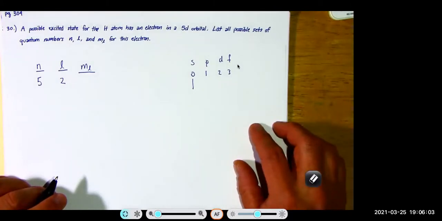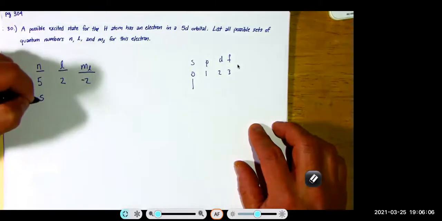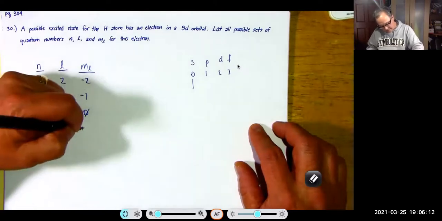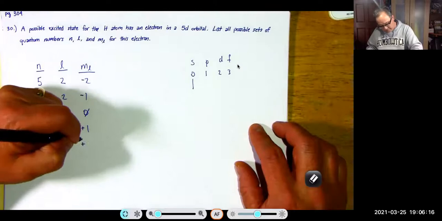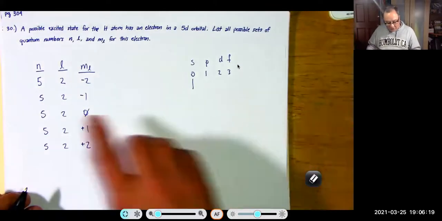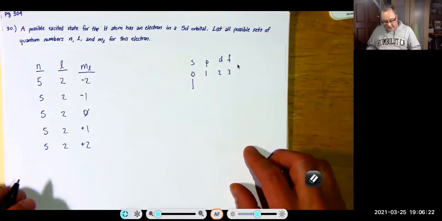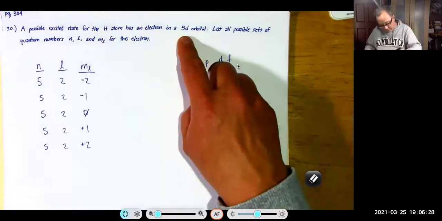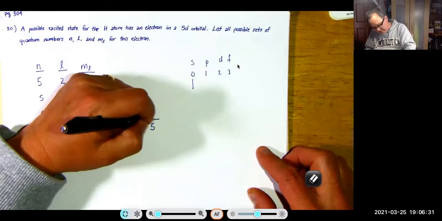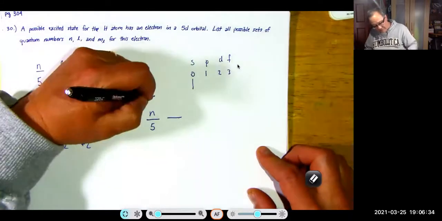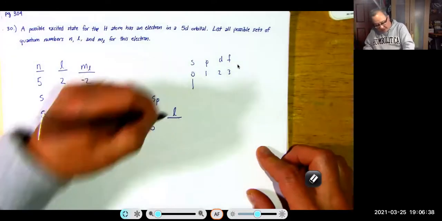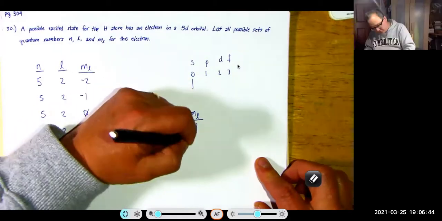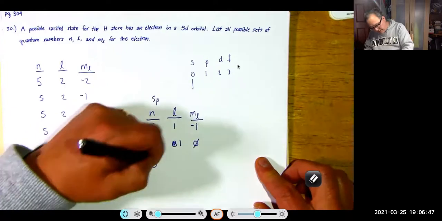There's negative 2, negative 1, 0, 1, 2. Okay, so I'm writing them all out, each individually. So these are all of your 5D orbitals. And if it were a different question, if it were a 5p orbital, l would be 1, right? And m sub l would be negative 1, 0, and positive 1, right?